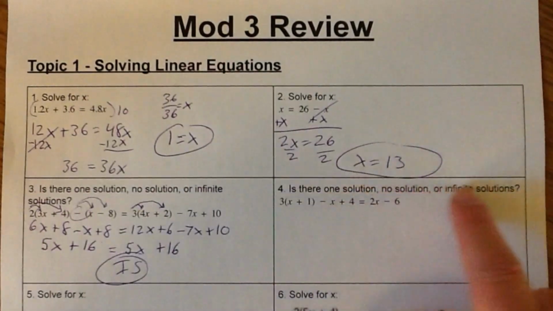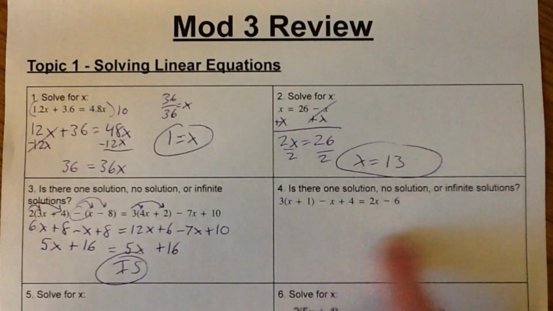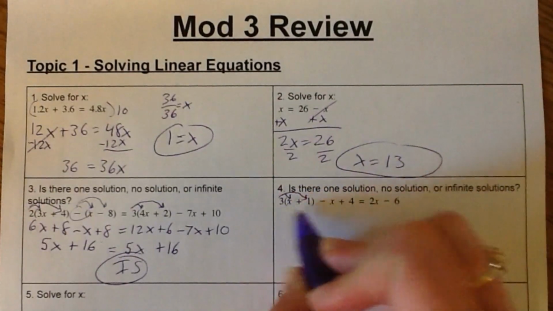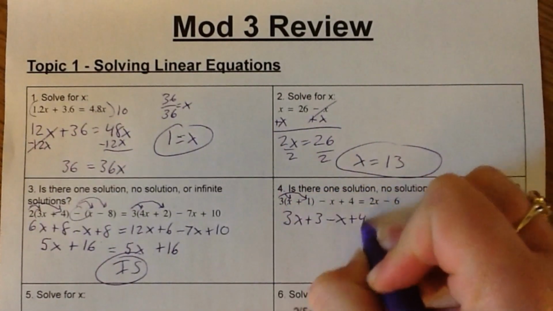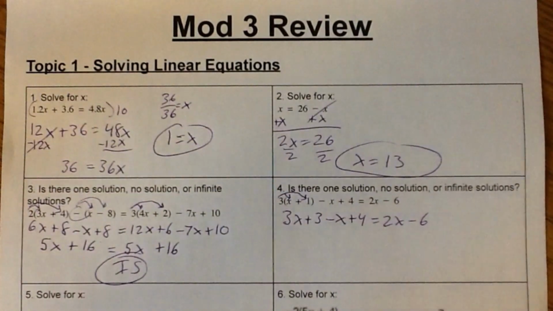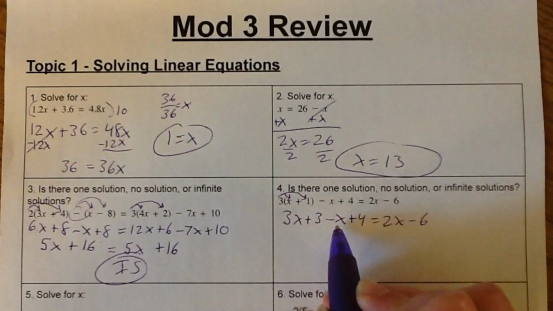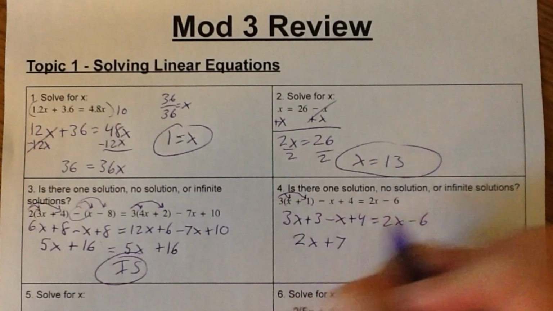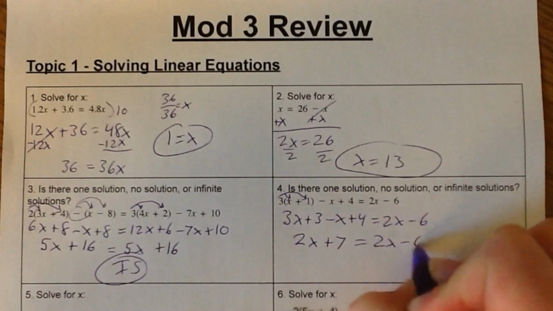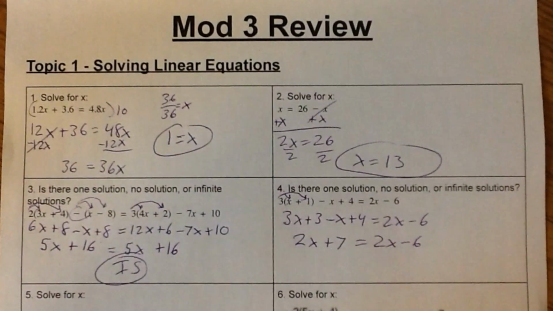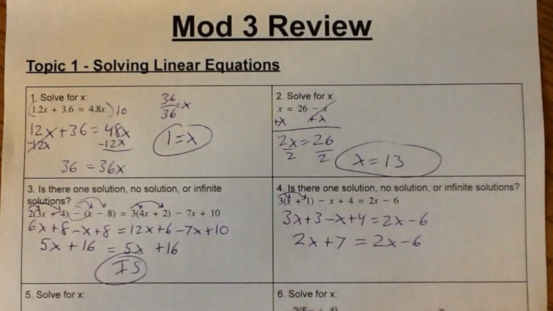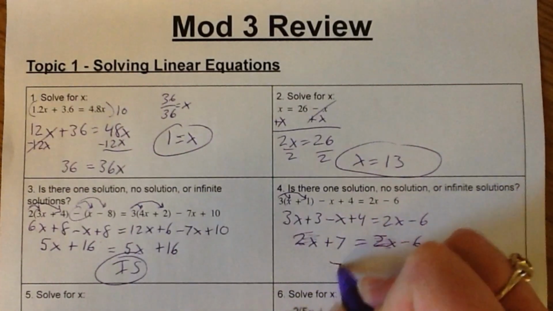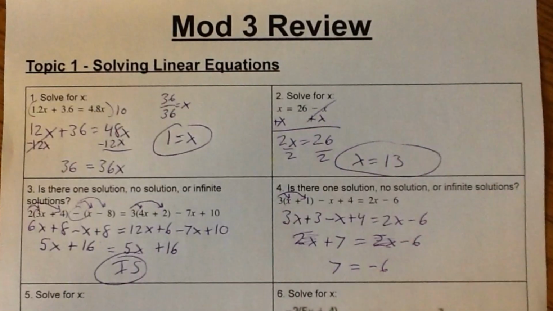All right, number 4, same thing. We're looking to see what type of solution it is. So I'm going to distribute out my parentheses, so I just have that 3. And then combine like terms on each side. So I have a 3x minus x, so I have 2 x's over here. 3 plus 4 is 7. Okay, so I do have the same x's on both sides, which means they'll cancel out. It's kind of like just taking the same amount of weight off each side of a scale, and I'm left with 7 equals negative 6.